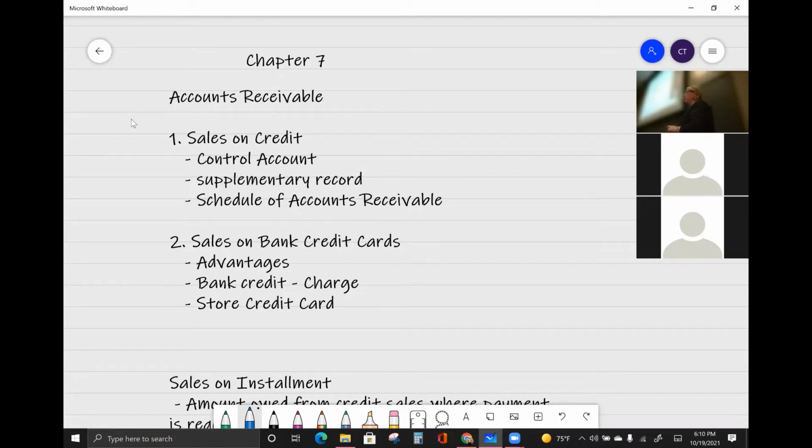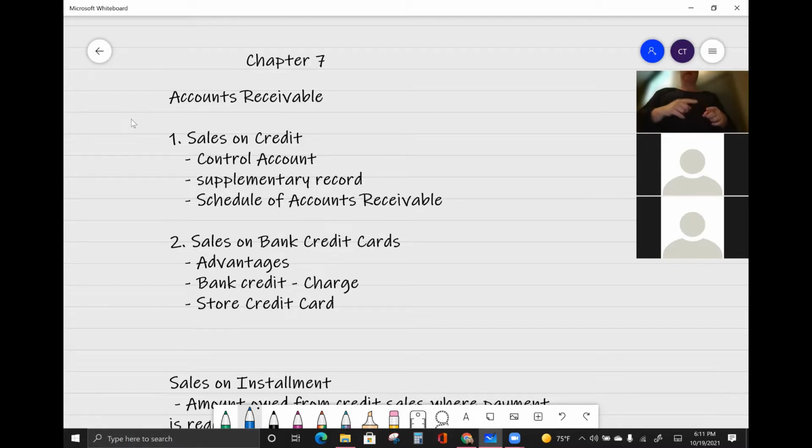That report that we looked at is the supplementary record. So that's just giving you the detail. We just looked at that. And then the schedule of the accounts receivable. So just know that you'll have a list that tells you everybody that is outstanding, and that number should tie into your general ledger. So hopefully that makes sense when we start doing journal entries.